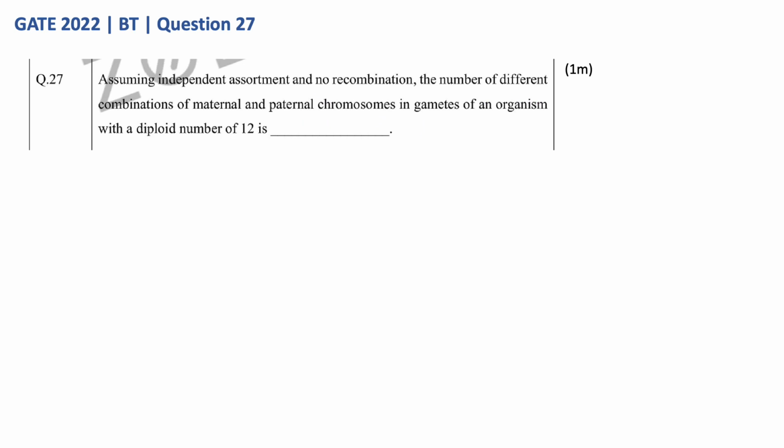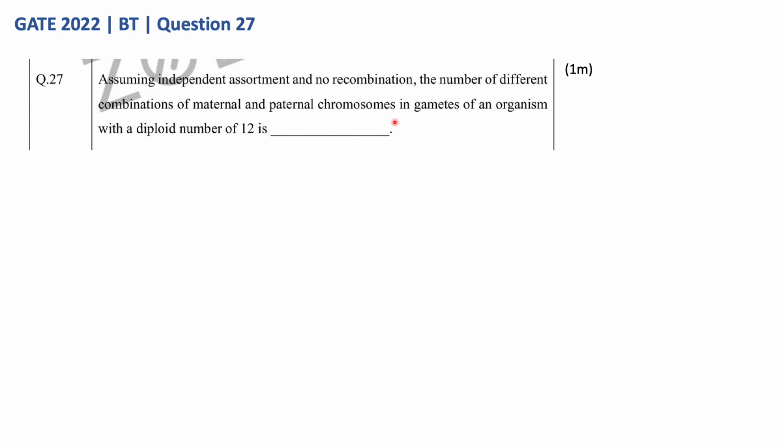Hi everybody, we are learning question 27 from GATE Biotechnology 2022 question paper carrying 1 mark. The question is, assuming independent assortment and no recombination, the number of different combinations of maternal and paternal chromosomes in gametes of an organism with a diploid number of 12 is.